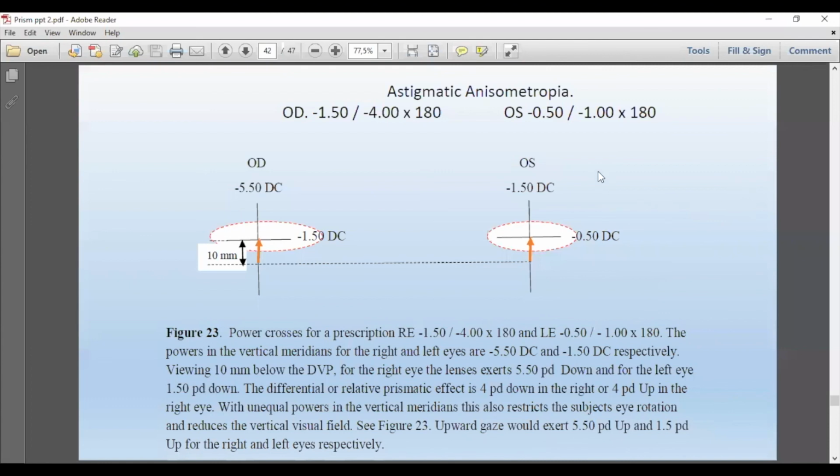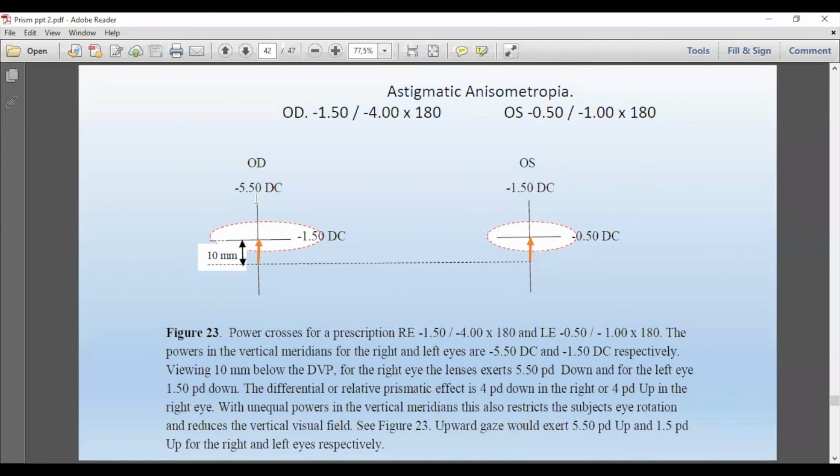Okay. Now we have an astigmatic anisometropia. Right eye is -1.50 -4, left eye -0.50 -1. Now, break this into vertical and horizontal power cross. I've got -5.50 over there. I've only got -1.50 over there. So it's always important to check your script. An important thing to remember is check your axis. Because if this axis was both at 90, I wouldn't have that larger difference in the vertical.